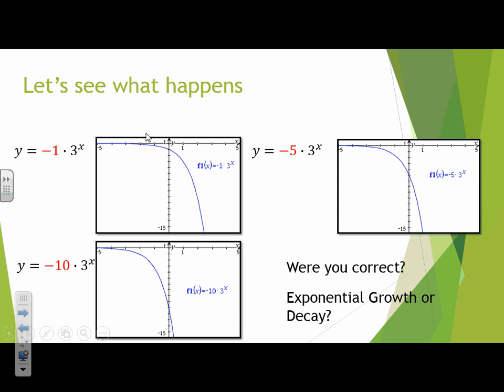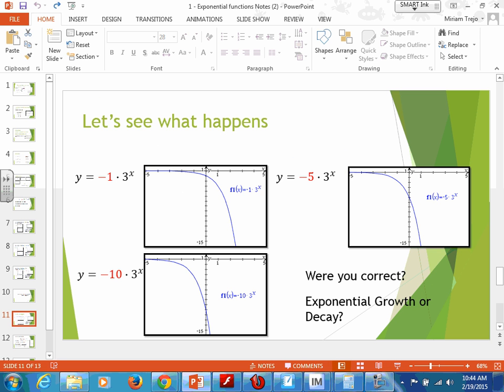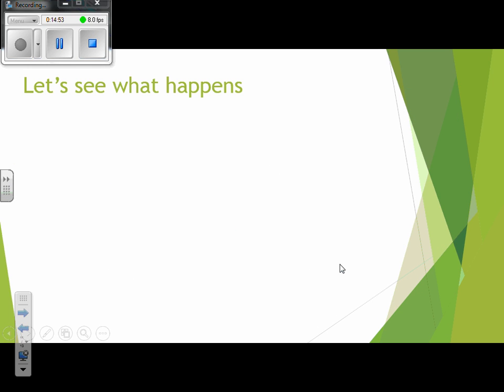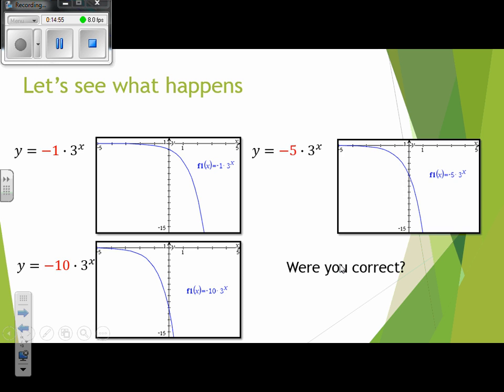If a is greater than 1, then we have exponential growth. If a is less than 0, then we have exponential decay. In your own words, define exponential growth. In your own words, define exponential decay. So after answering in your own words what exponential growth and decay is, let's go ahead and wrap up our lesson.